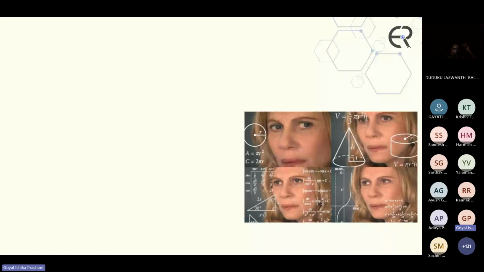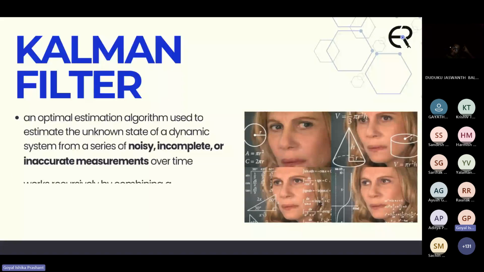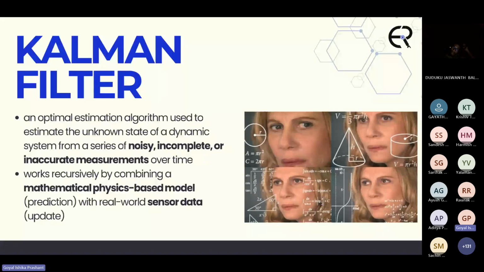This is where we bring in something called the Kalman filter. So the Kalman filter is basically an estimation algorithm that is used to estimate the unknown state of a dynamic system from the series of all the data that we get from our sensors. Now, as we know, sensor data can be noisy, it could be incomplete, and thus making it really inaccurate. So what the Kalman filter does is it works recursively by combining mathematical and physics-based models and all the sensor data that it gets to produce one final accurate estimate.